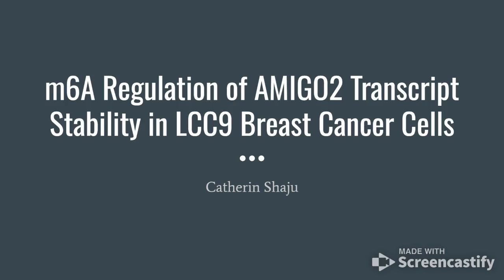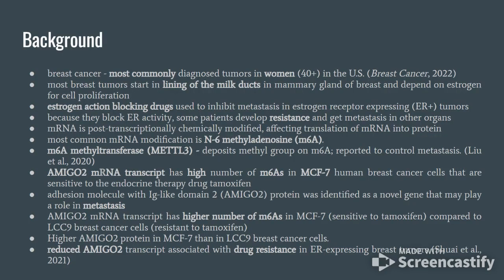Hi, my name is Catherin Shaju, and my project explores the m6A regulation of AMIGO2 transcript stability in LCC9 breast cancer cells. Breast cancer is one of the most commonly diagnosed tumors in women in the United States. Estrogen action blocking drugs are used to inhibit metastasis in estrogen receptor expressing ER-positive tumors. However, some patients develop resistance and get metastasis in other organs.